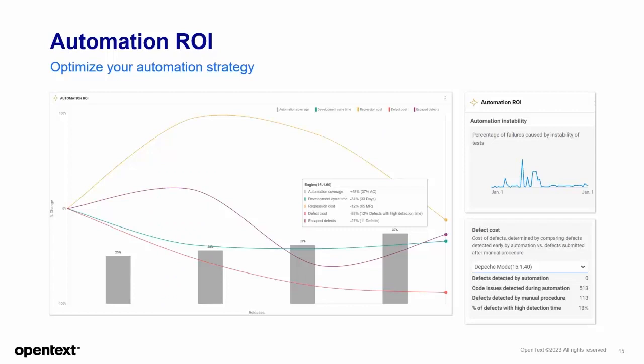And as I already mentioned earlier, improving the speed would usually mean as well wanting to move more and more into test automation. So this is where the automation ROI widget, or return on investment, will help. So this basically gives you several metrics to help you determine the return on investment. So this will show you things like development speed, regression cost, defect costs, escaped defects, and so on.